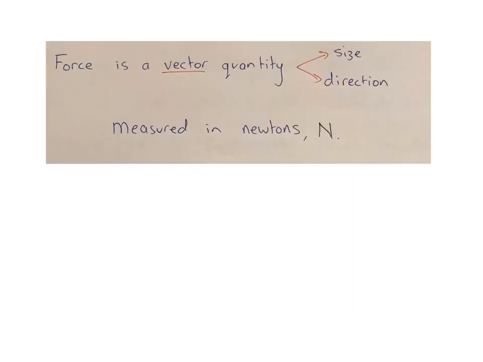Now, force is a vector quantity, which means it has a size and a direction. So all physicists love vectors. So that means when we draw forces, you'll see me drawing arrows. The length of the arrow indicates the size of the force, and the arrowhead indicates the direction that the force is acting in. Now, force is measured in newtons, so a small n for the unit, because the capital N is referring to the man, and we'll get back to him because physicists love the man.